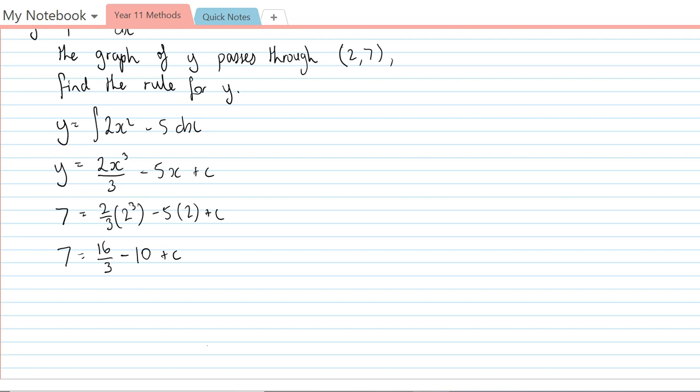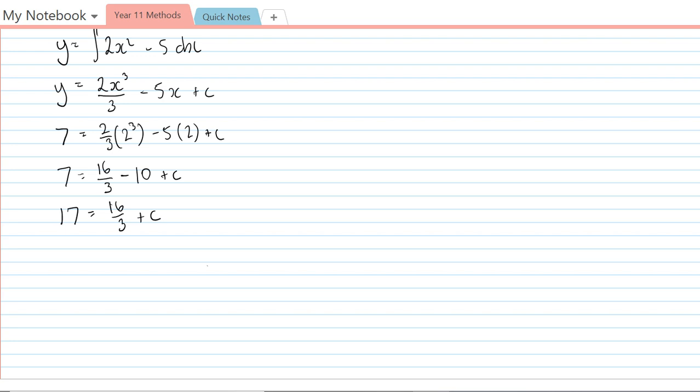Well, I'm just going to move everything to the other side so I can figure out what c is. So I'm going to add 10. 17 equals 16/3 plus c. I then need to take away 16/3 from both sides, but to do that I need to have a common denominator. So I'm going to write 17 as something over 3, and in this case it's 51 over 3. So 51 over 3, which was 17, minus the 16 over 3 equals c. So that leaves me with c equals 35 over 3.